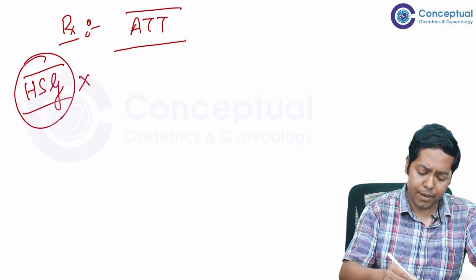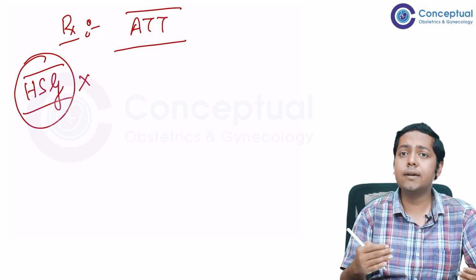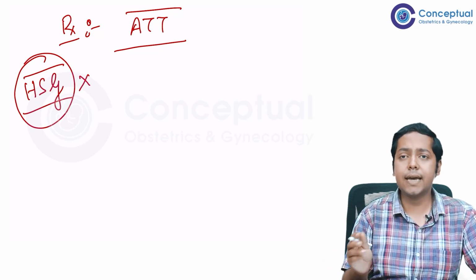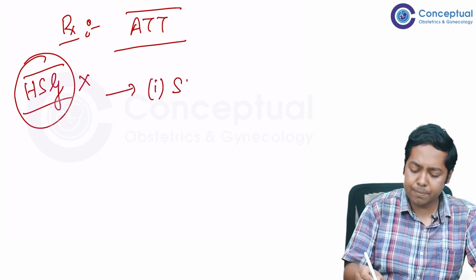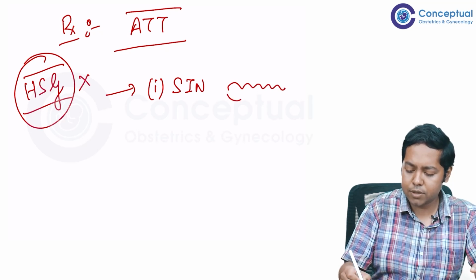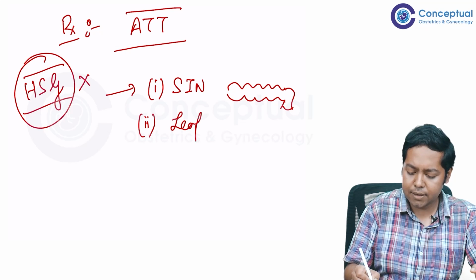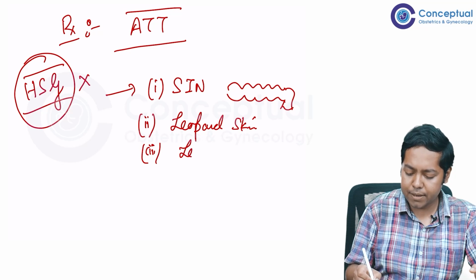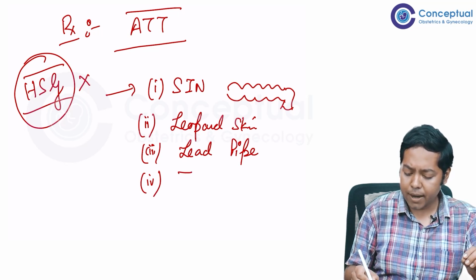But it can be an opportunistic finding that you get an HSG done for infertility and you find the tubal anatomy is distorted, so in that case you can diagnose genital tuberculosis also. So the first finding, I have told, is salpingitis isthmica nodosa, which is beading of the tubes. The second is it can be a leopard skin appearance, or it can be a lead pipe appearance. Lead pipe, that is, a very narrow and thick tube, or it can be tobacco pouch appearance.